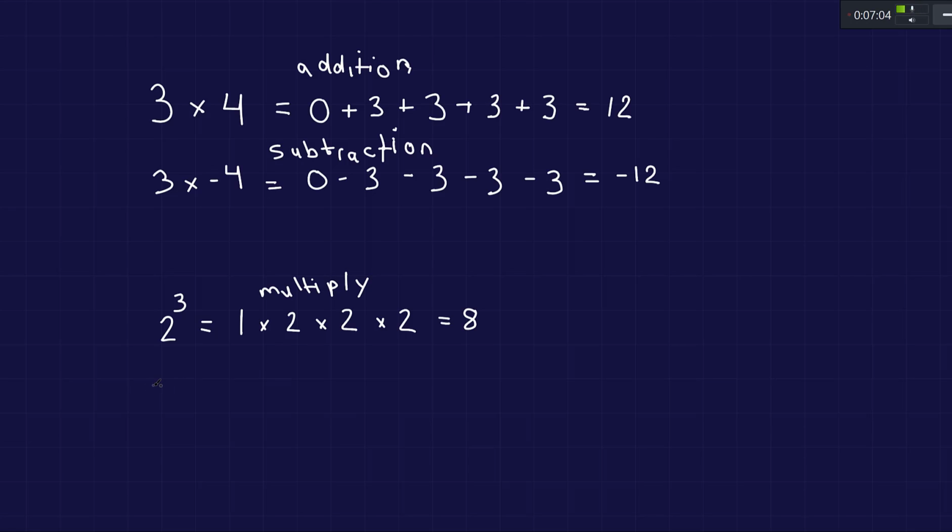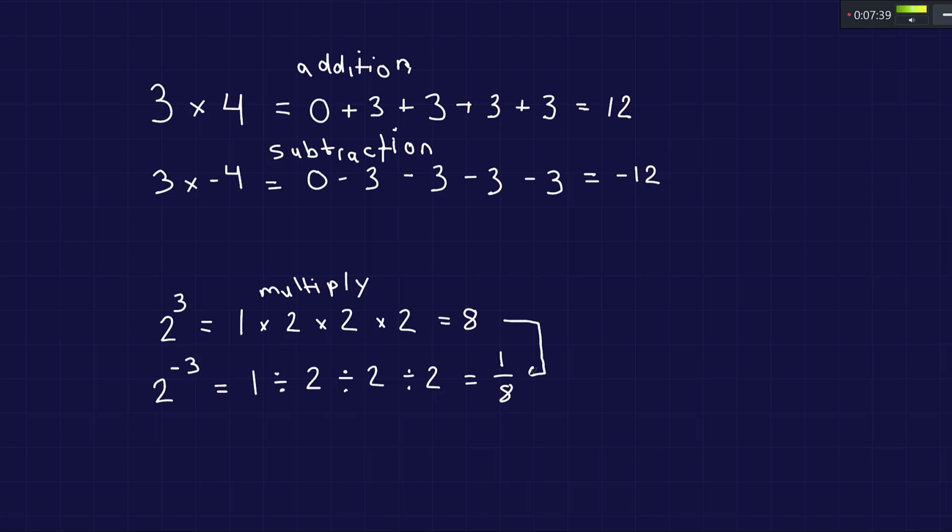Well, what happens when I have 2 raised to the negative 3 power? Similarly to the way we subtract when we're multiplying by a negative number, when we raise to a negative exponent, we do the opposite of multiply, or the inverse of multiplication, which is division. So we say 1 divided by 2 divided by 2 divided by 2, which gives us 1 over 8.